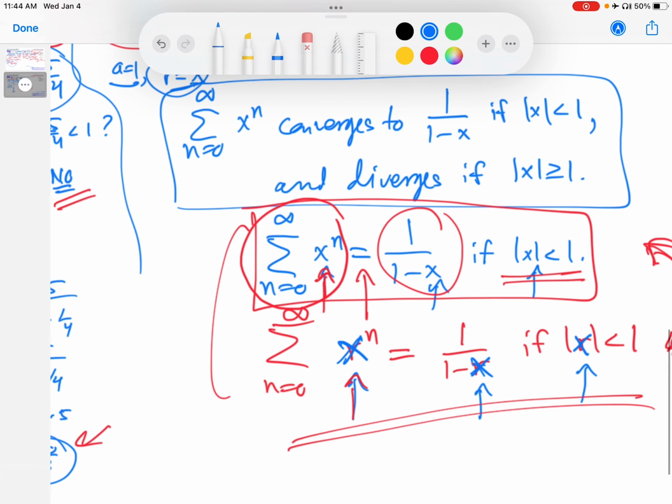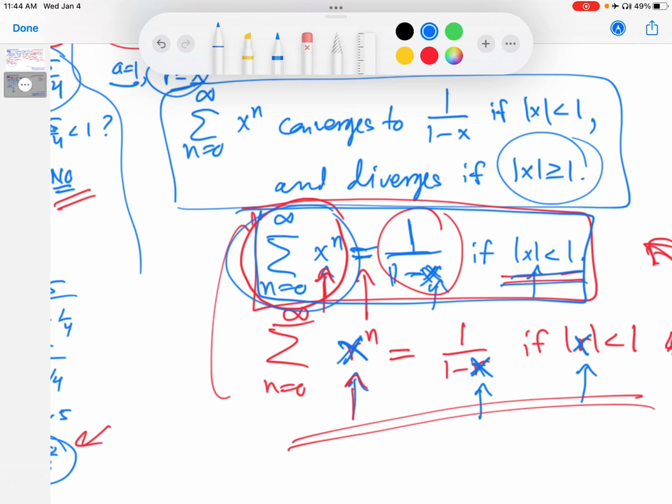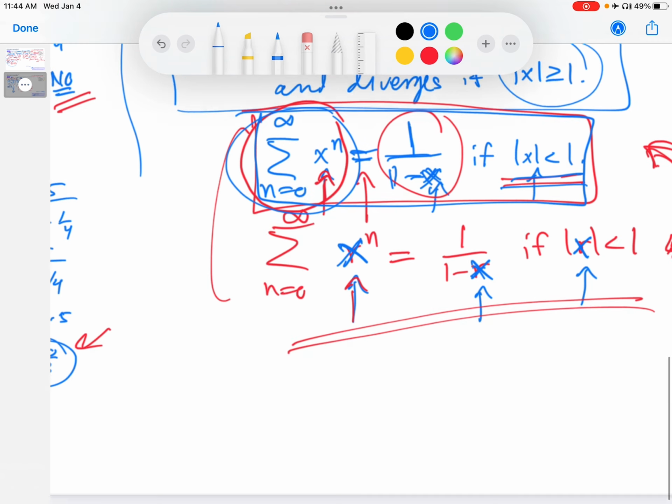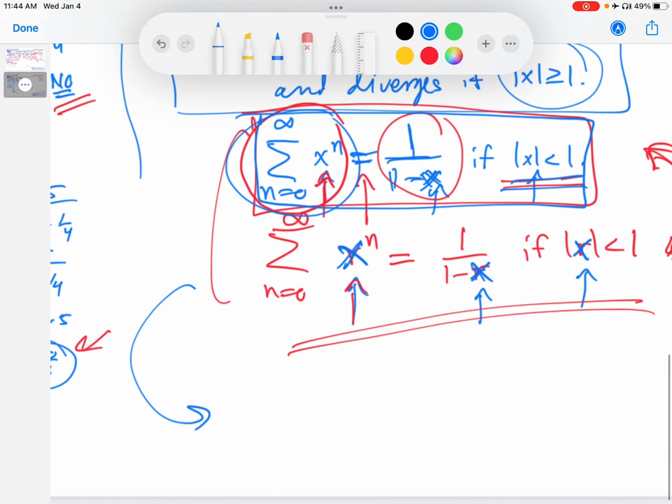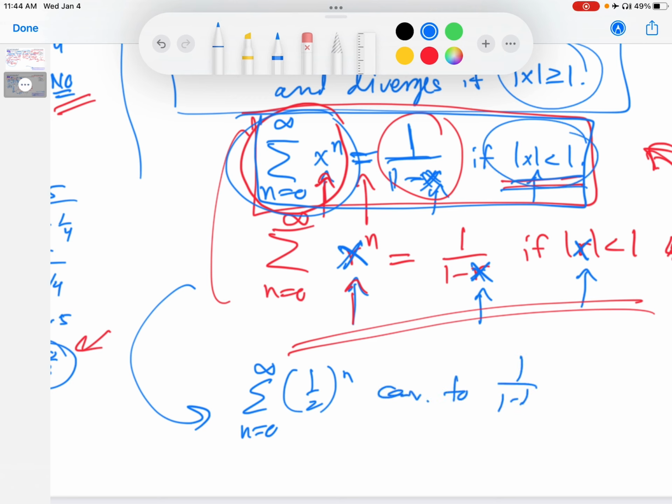But long story short, this is an important result, right? This geometric series on the left-hand side, its sum is 1 over 1 minus x. It converges to this quantity, provided the absolute value of x is less than 1. If the absolute value of x is bigger than or equal to 1, it diverges. To finish up, some special cases, right? What if x is 1/2? Okay, well, the absolute value of x is less than 1, so it converges, and converges to 1 over 1 minus 1/2.